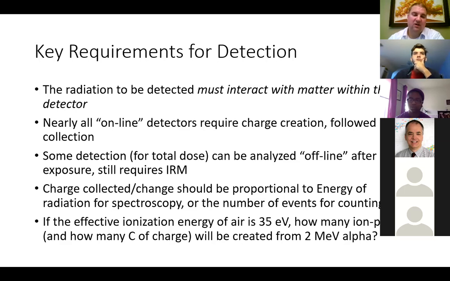Hopefully, the amount of charge collected or the amount of change in the material is proportional to the energy. If it's proportional to the energy, then you can use that detector for spectroscopy, determining the energy of the radiation. Or if the charge collected or the change in the material is proportional to the number of events entering the detector, then we can use that detector just to count how many particles of radiation came in, okay? These two are not necessarily mutually exclusive, but there are many detectors that are great for counting, but you can't use them for spectroscopy.